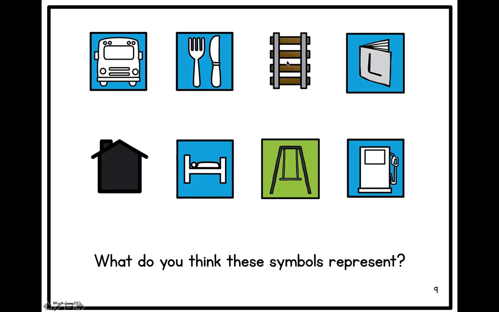What about this one? A railroad. Yeah, that probably is more likely to be for a train. What about this one? That's an L. Ooh, a book with an L on it. The library. That's right. What about this one? A house or building of some sort. And this? Ooh, those are great guesses. Maybe a hotel, somewhere to sleep.